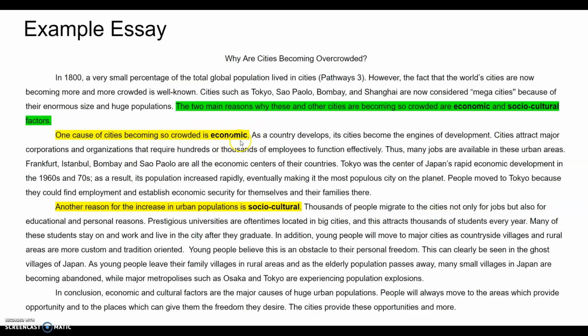And then after the topic sentence, just like any other paragraph, we explain and give examples in our supporting sentences. So we have here our topic sentences, and then we have supporting sentences that help to explain, give examples of, and support the topic sentence.